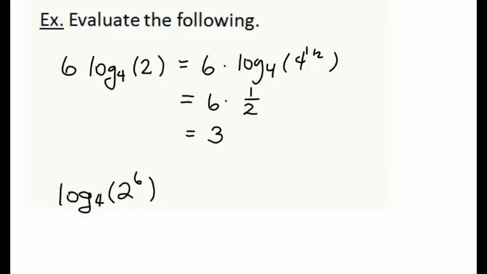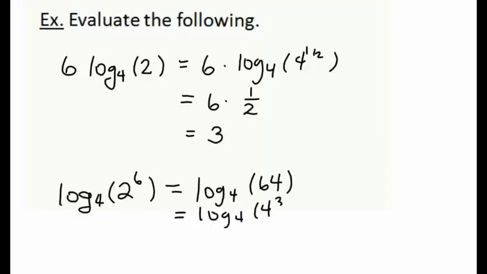Next, let's evaluate log base 4 of 2 to the power of 6. This is equal to log base 4 of the number 64, which is the same thing as 4 cubed. Now that my base of my exponential expression as well as my logarithm are equal, I know that this must be equal to 3. So notice here again we get the same final numerical answer. One way we have the 6 on the outside of our logarithm, and the other way we have it as an exponent of our exponential expression.